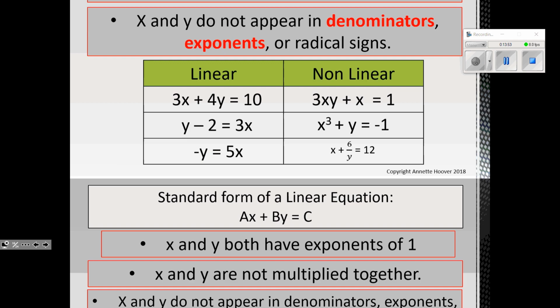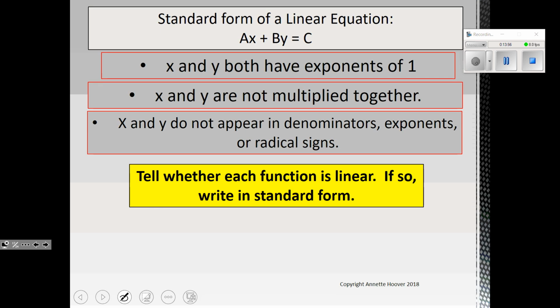So you should be able to learn how to look at an equation and tell whether or not it is linear, if it would graph as a straight line. So here are the rules that we went over.